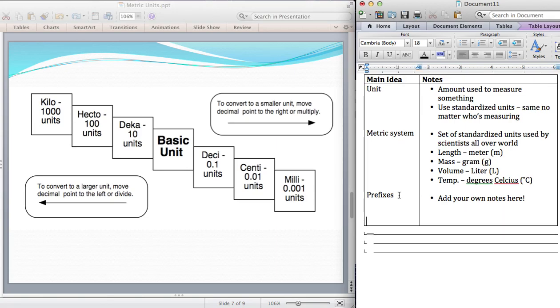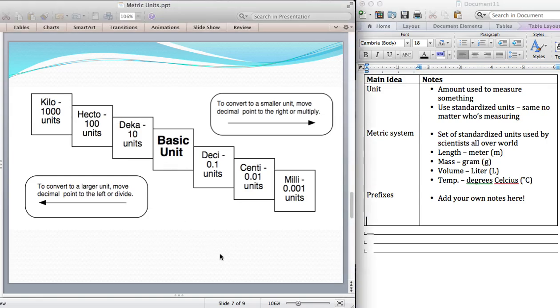All right, so to use this ladder, we've got kilo at the end, hecto is 100, deca is 10, our base unit, which would be our grams, our liters, or our meters, deci, centi, milli. Each step to the right is 10 times smaller. Each step to the left makes the unit 10 times bigger. So let me show you how we can convert from one unit to another using this ladder.